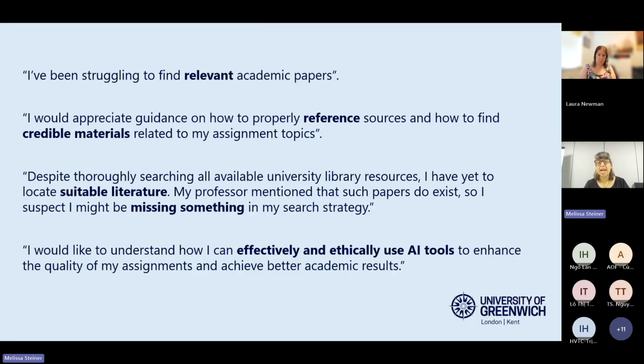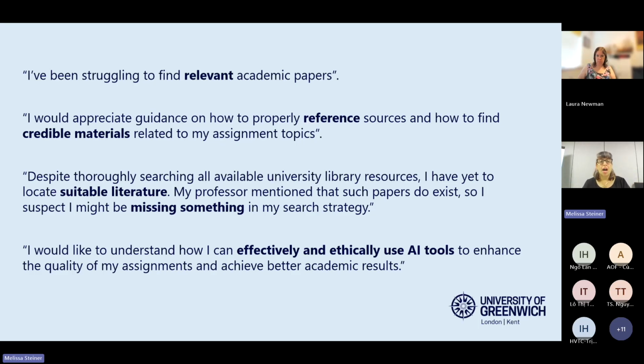So a student said to me, "I have been struggling to find relevant academic papers." This is something that we encounter a lot, because students are surrounded by information. They've got their phones available, they've got Google, they've got AI, but what they struggle to find are academic articles that are actually relevant to the subject that they're studying. They're often kind of drowning in information. So how do they find papers that are relevant to their studies?